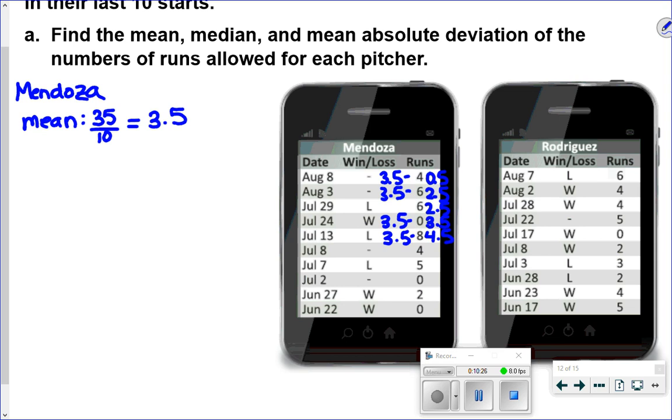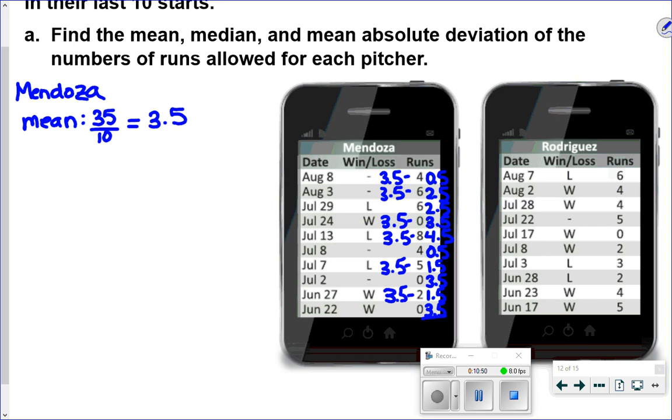So 4 we already did above, that was 1/2. 3.5 minus 5, really 5 minus 3.5, that's going to give me 1.5. 0 is going to be 3.5. 3.5 minus 2 is going to give me 1.5. And 0 again is going to give me 3.5.